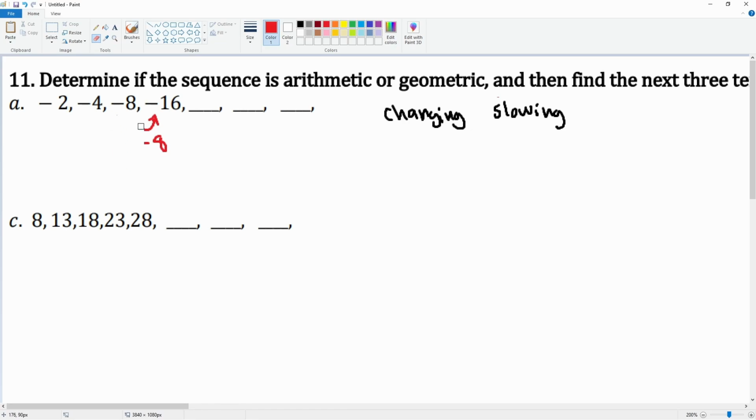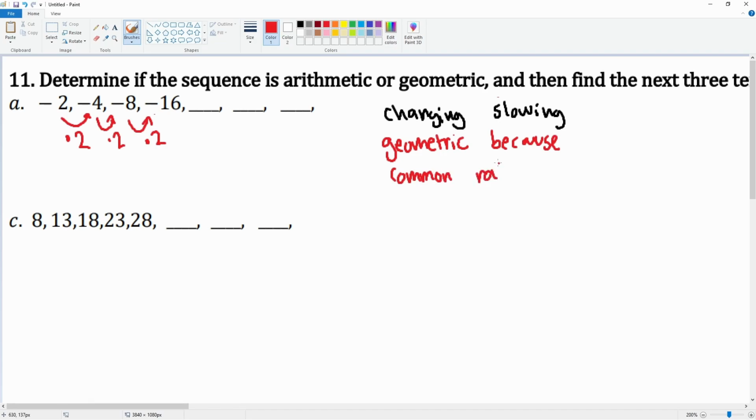The other thing we could look at is if there's a common ratio. And here, let's say it's multiplying by 2, multiplying by 2, and multiplying by 2. The fact that it's multiplying, this is geometric, okay? Because there's a common ratio. So to go to the next term, we also multiply it by 2.